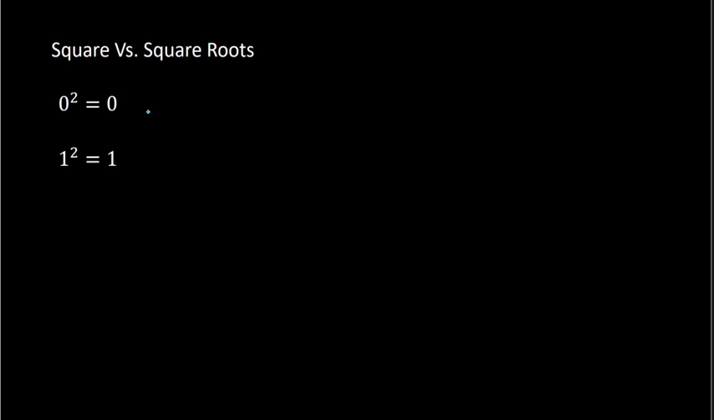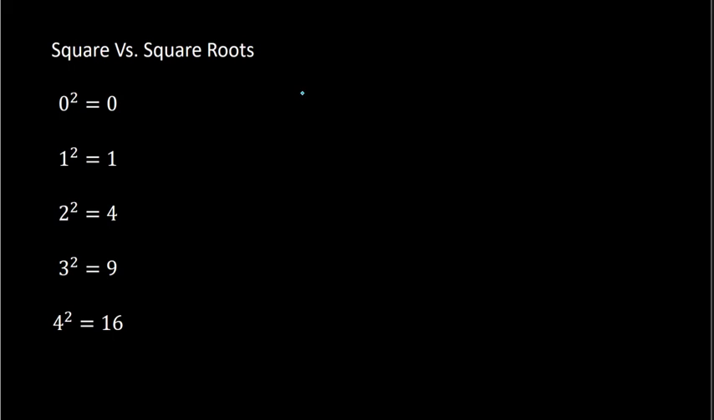1 squared is the same thing as 1 times 1, which is 1. 2 squared is 2 times 2, which is 4. 3 squared is 3 times 3, which is 9. 4 squared is 4 times 4, which is 16, and etc. Now, the square root is the opposite of squaring something.